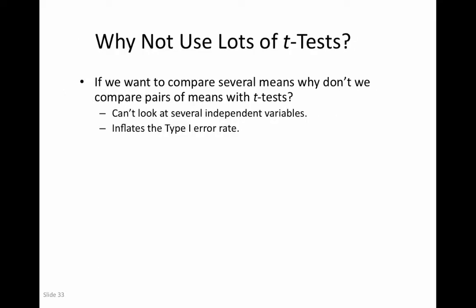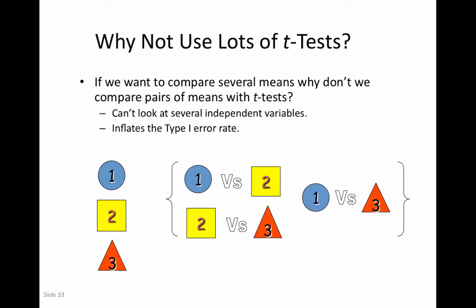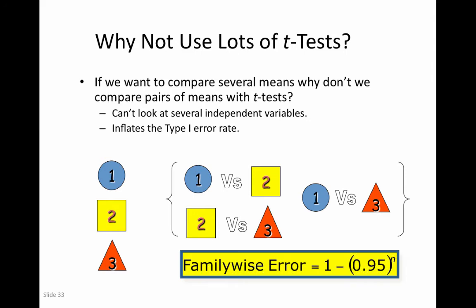So why not use lots of t-tests? If you want to compare several means, why don't we compare the means with t-tests? Because you can't look at several independent variables and because it inflates the type 1 error rate. So here you have three different variables. You could say 1 versus 2, 1 versus 3, 2 versus 3, but you have an error.